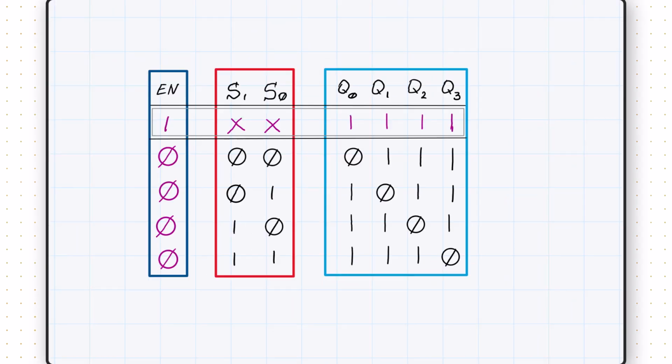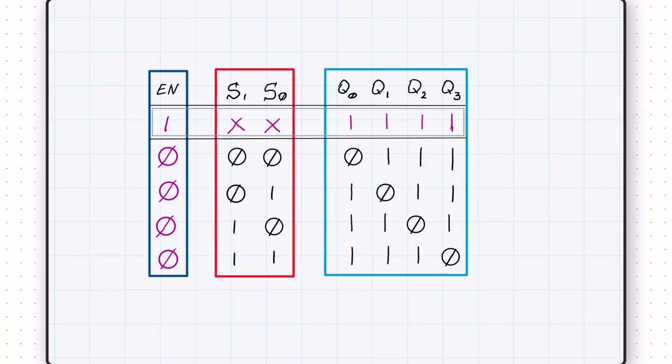With this in mind, we have already built a truth table. The truth table clearly shows that when the enabling signal is 1, then the S1 and S0 inputs are going to be our don't care, and the respective outputs Q0, Q1, Q2, and Q3 are going to have the values of 1. So the value of enabling signal being 1 actually says that our active low decoder is not being activated, and the outputs are going to have high values.